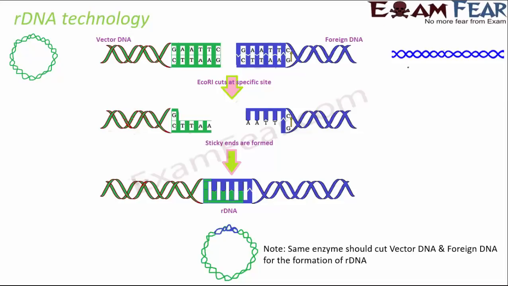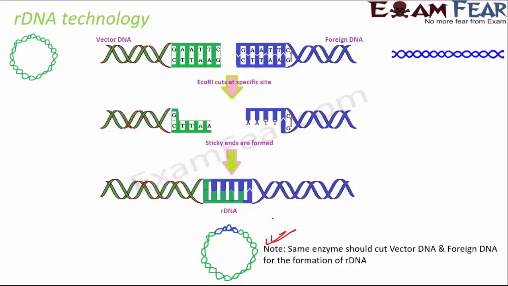As you can see here, the foreign gene, a small part, and this is the plasmid, which acts as the vector DNA. They both combine to form the recombinant DNA. Now, one important point to be noted is that the same enzyme should cut vector DNA and foreign DNA for the formation of recombinant DNA. Why? That's because if the same enzyme cuts them, only then their sticky ends will be able to combine with each other. So it is important that the same restriction endonuclease should cut both of these DNAs, right?